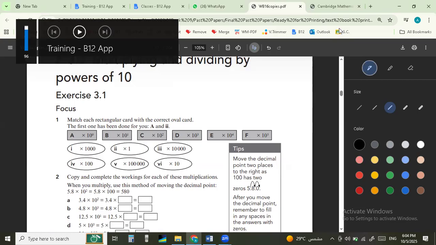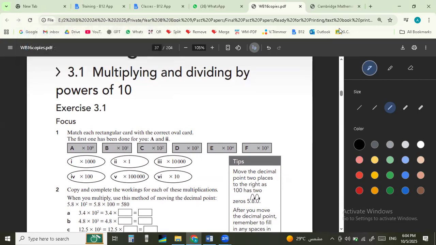And in today's video, we are going to discuss Workbook Lesson 3.1, which is all about multiplying and dividing by powers of 10. Before we start, I would like to remind you that in multiplication by powers of 10, for example, if I'm multiplying by 10 to the power of 3, that means you're going to move the decimal point to the right. How many digits? Three digits to the right.